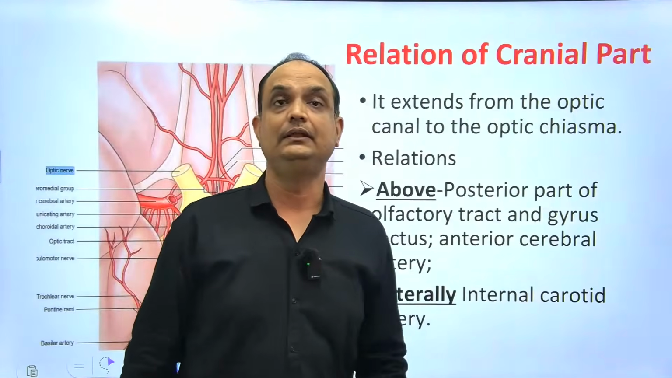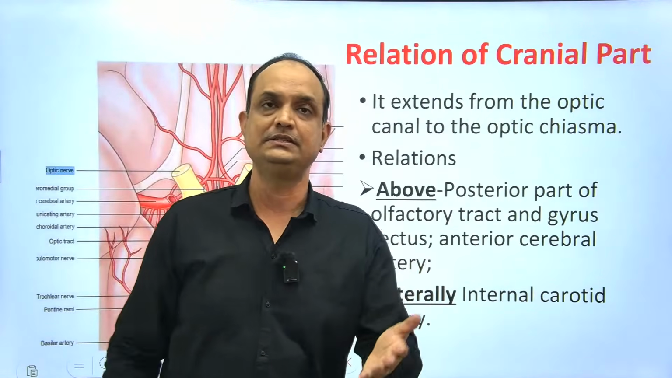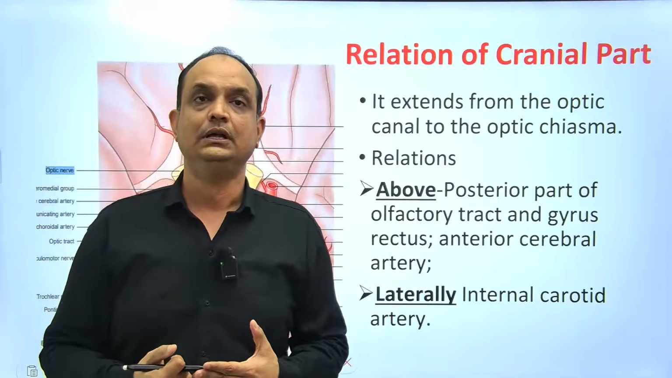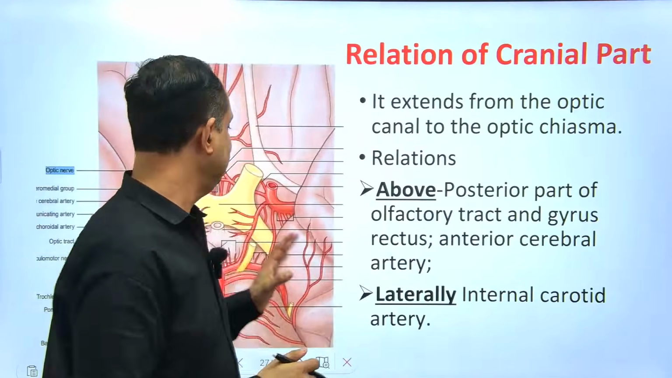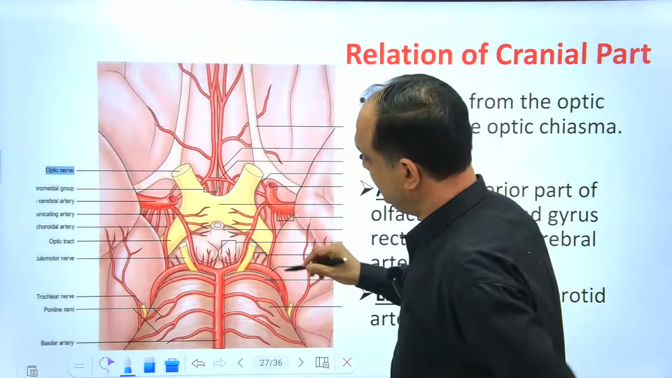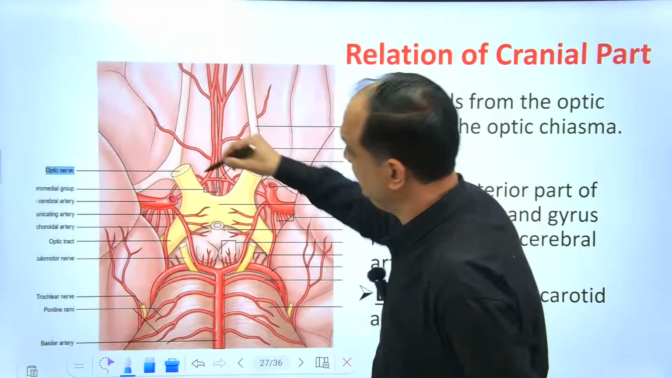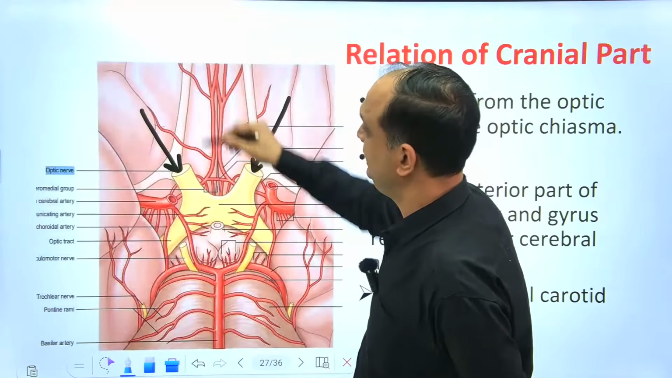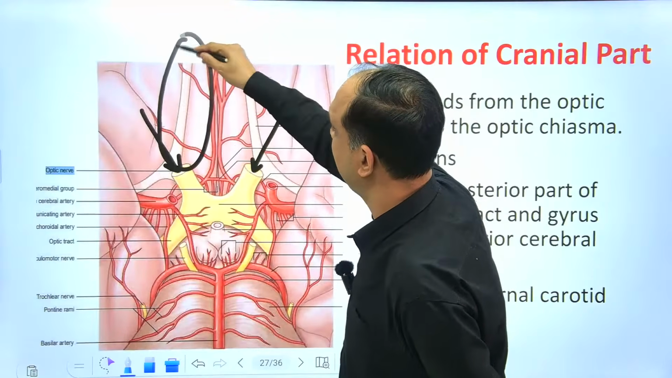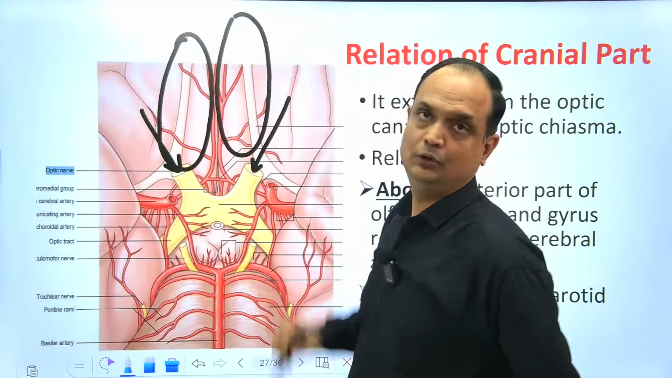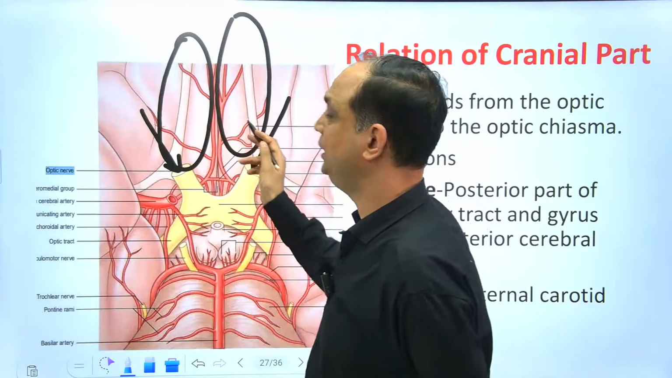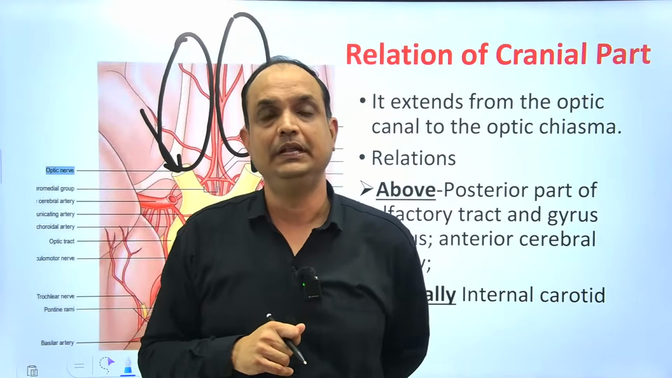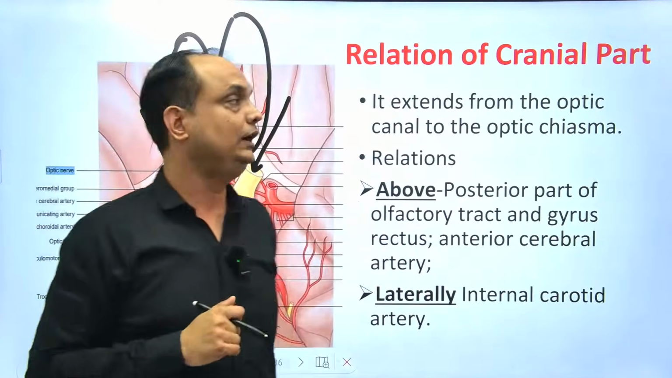Now, what is the relation in the cranial part? That means once the optic nerve enters into the middle cranial fossa, you will realize that as soon as the nerve enters into the middle cranial fossa, this is the nerve which is entering into the middle cranial fossa. It lies below this area. Now, what is this? This is the frontal lobe. So, where will you find the optic nerves in the middle cranial fossa? Just below the frontal lobe.